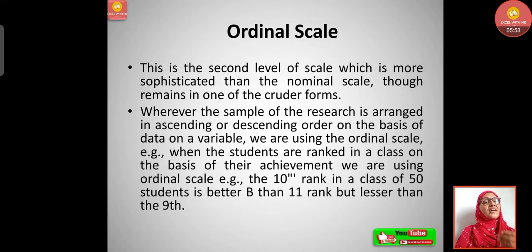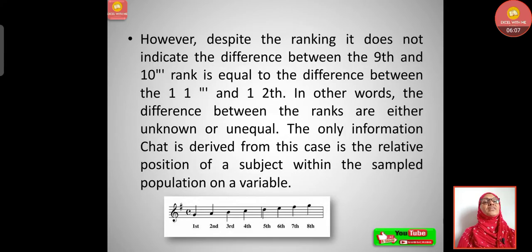When the students are ranked in a class on the basis of their achievement, we are using ordinal scale. For example, 10th rank in a class of 50 students is better than 11th rank but lesser than the 9th rank. Likewise, we take ordinal scale.